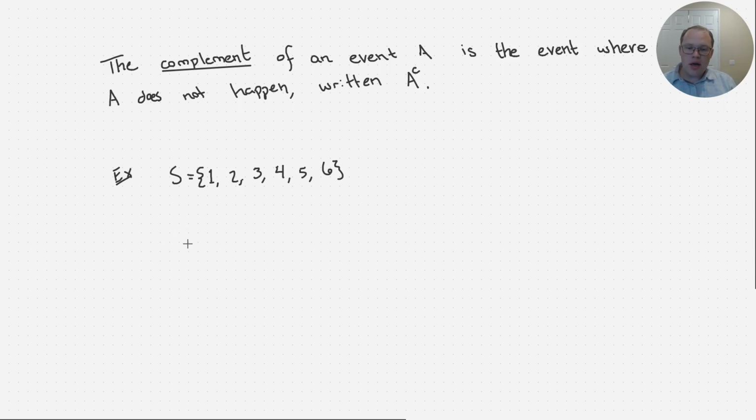Let's let event M be the event of numbers bigger than 4. We roll a number bigger than 4. So that means we could either roll a 5 or a 6. Then M complement is the set of all outcomes that are not in event M. So what's not in event M? Well, that'd be 1, 2, 3, and 4.